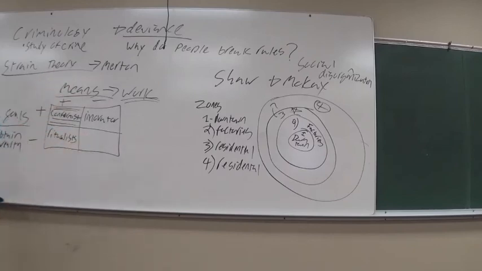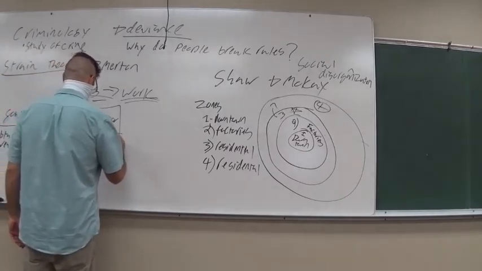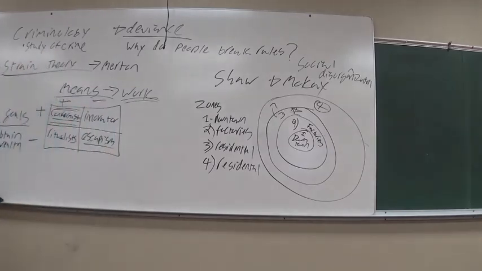Or you can reject both, and he calls this escapism. Who might reject both the goal? Can we give examples of an escapist? People who reject both the goals and the means. People who live in their parents' basements. Yeah, that's a good one.